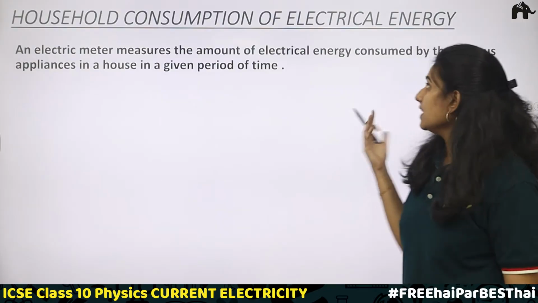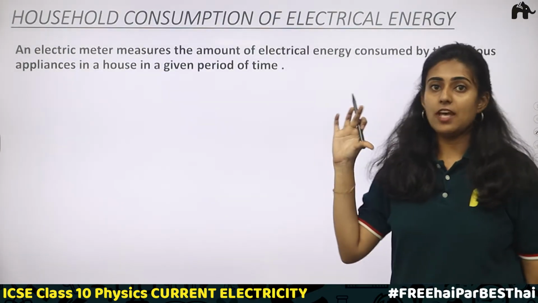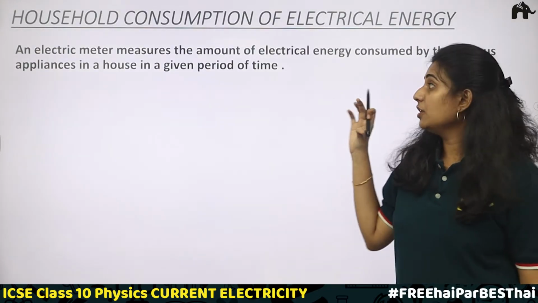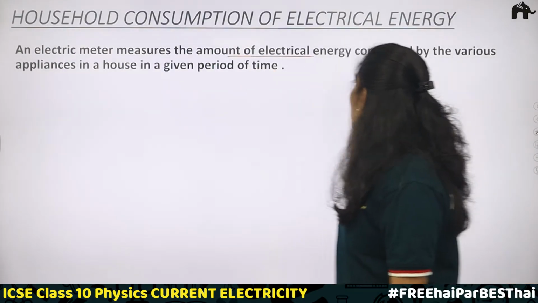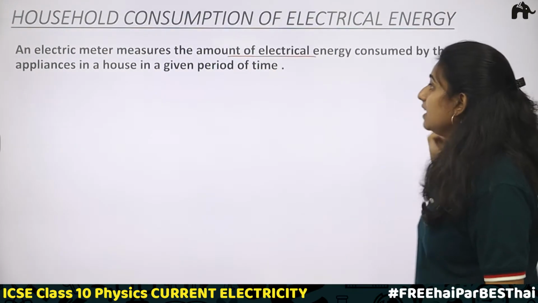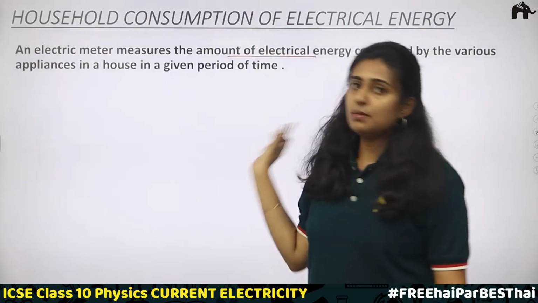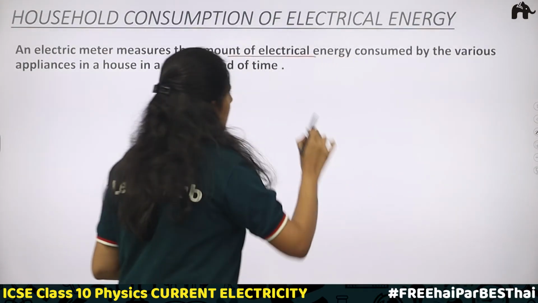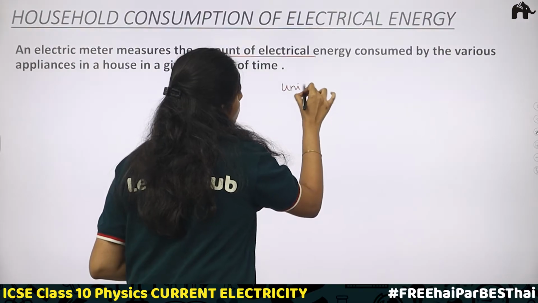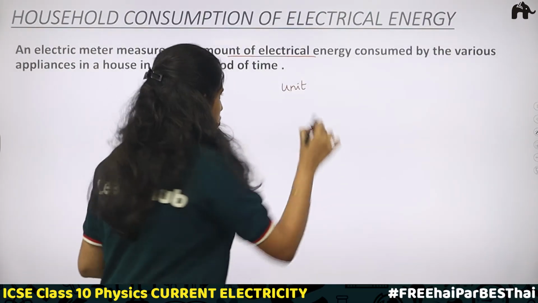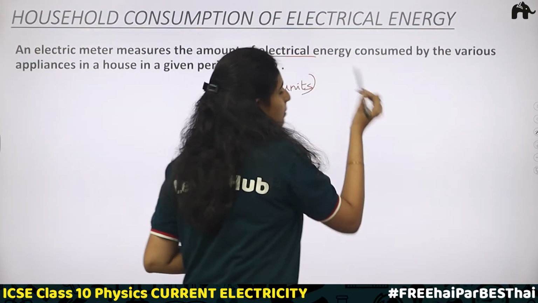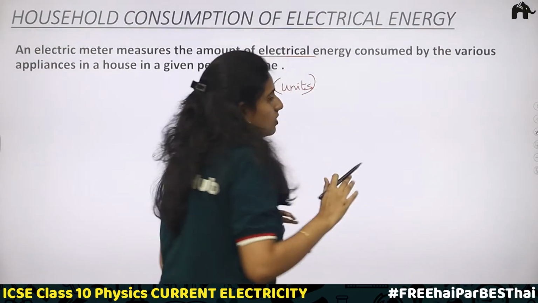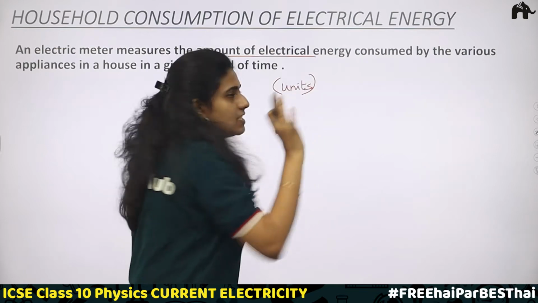Okay. Household consumption of electrical energy. Have you checked the electrical meter? We have an electric meter at home. This electric meter measures the amount of electrical energy consumed by the various appliances in the house in a given period of time. Here you will be given how many units of energy you have consumed. When you check an electric bill, the units are given and also the amount. This amount does not come from using just a single device.